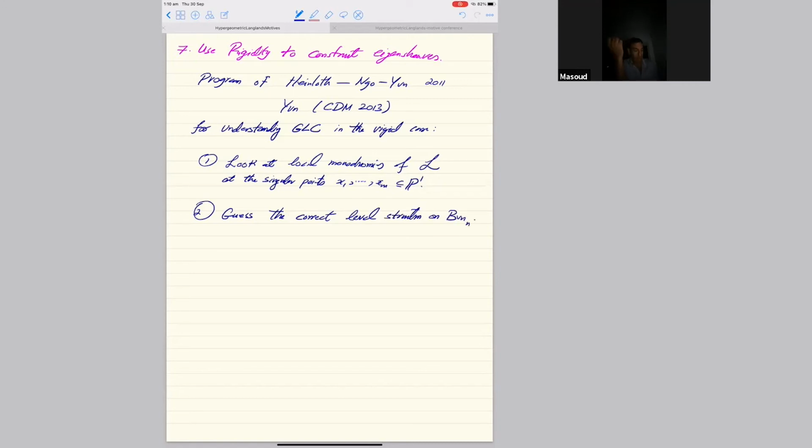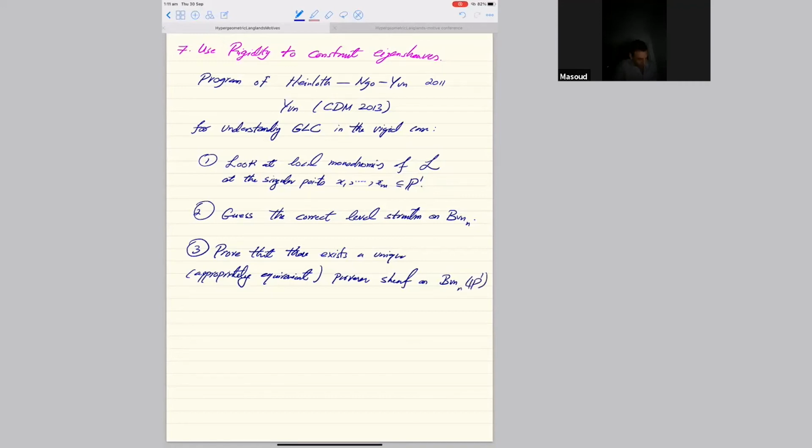And by the way, this case that we're considering is for G equals GLN for hypergeometrics at the moment. We're just considering G equals GLN, so the dual is the same as G itself. Okay, third is to prove that there exists a unique, appropriately equivariant perverse sheaf on Bun G, so Bun G on P1 with level structure that we put in at x1 to xn. Okay, so this is what they call rigidity on the automorphic side.